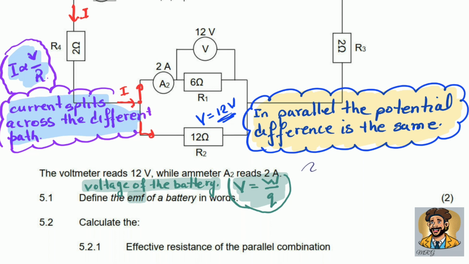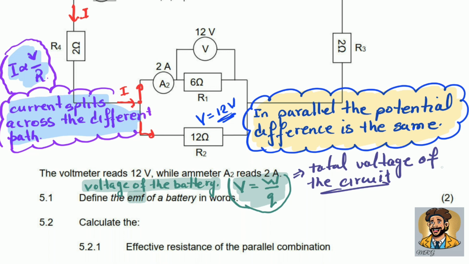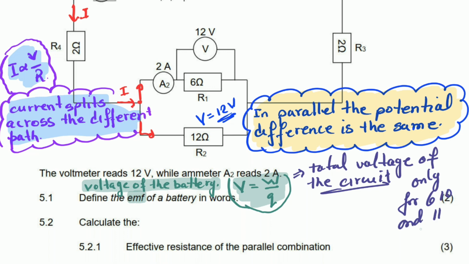Now, only for grade 10 and 11, this is the total voltage or potential difference of the circuit. This is just for you to get an idea, only for grade 10 and 11. If you are in grade 12, remember there is an external voltage, there is an internal voltage, there is a drop in potential difference, etc. that you will learn eventually when you are in grade 12.